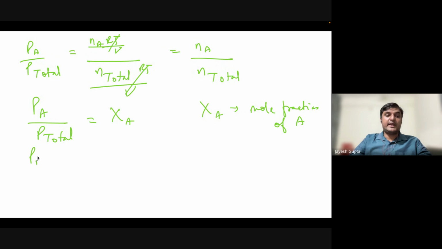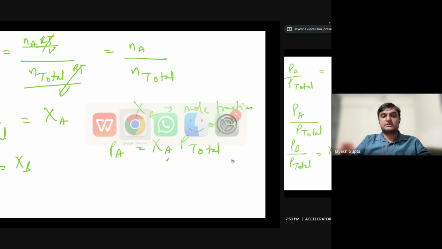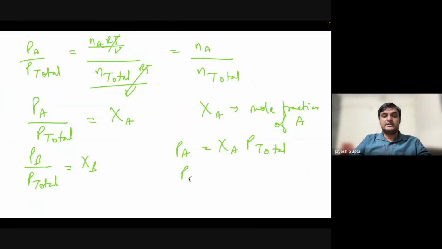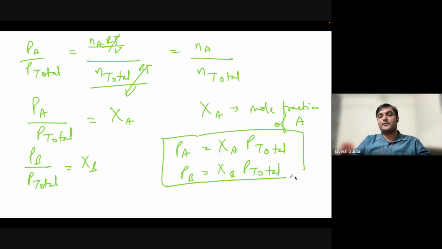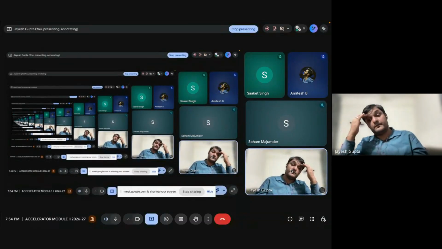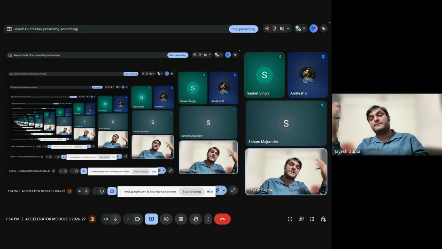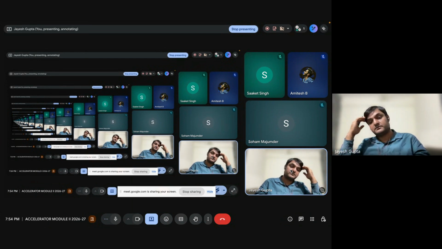So likewise, I can also write PB upon P total as mole fraction of B. This can be rearranged like this one. PA is mole fraction times P total, or it can be also written as PB is mole fraction times P total. So this is Dalton's law of partial pressure, that your partial pressure is mole fraction times total pressure. That's it. Understood?